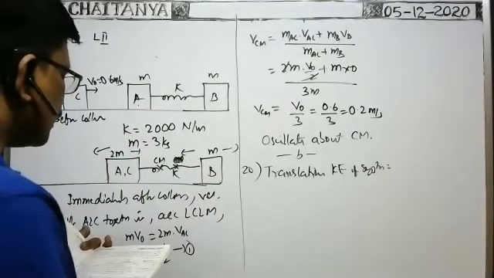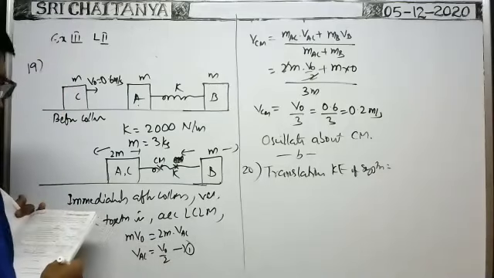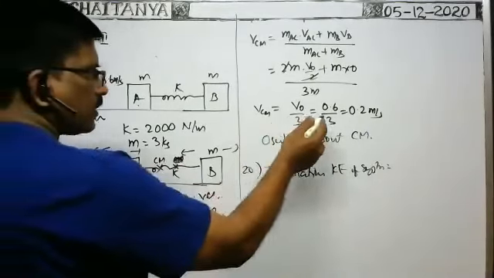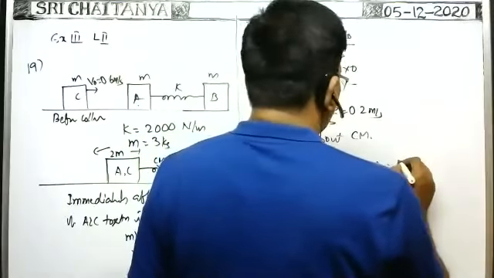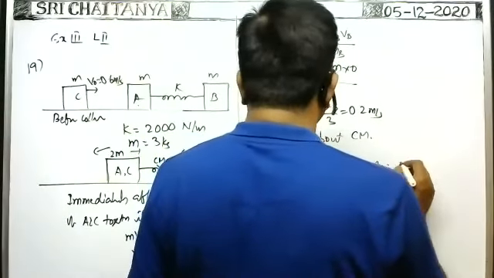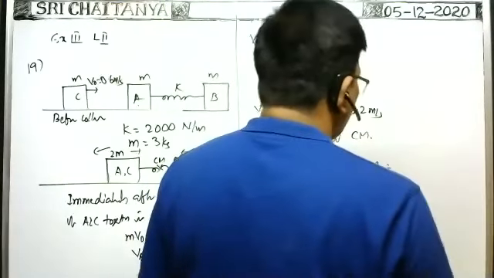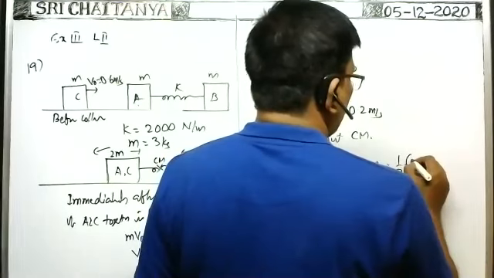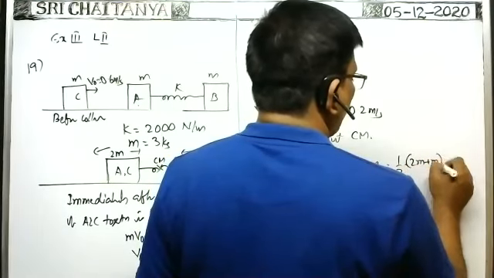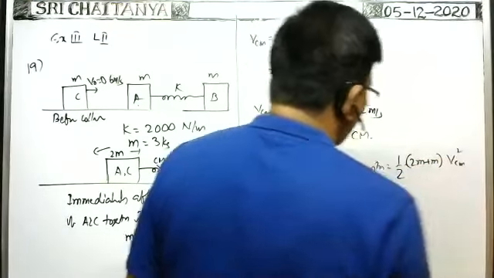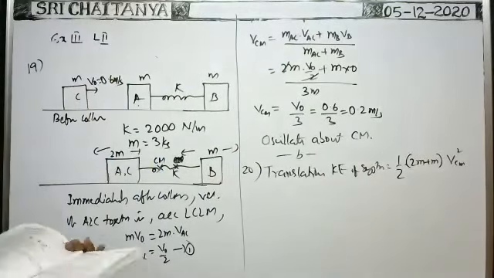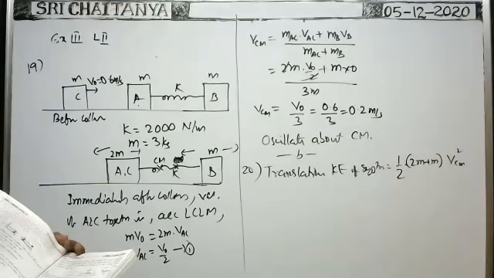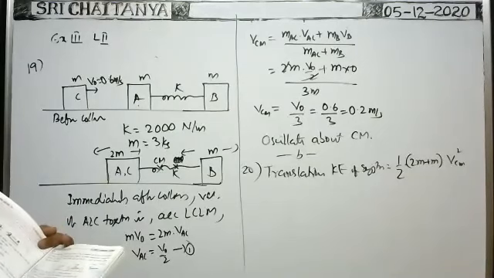Whenever the center of mass velocity is considered, the total energy of the system due to translational motion is equal to half into the total mass of the system, 2m plus m, into the velocity of the center of mass squared. It is the total translational kinetic energy of the system.